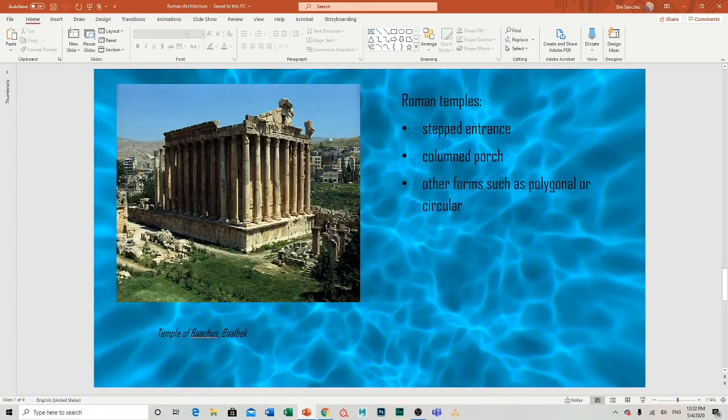Now, Roman temples. Roman temples usually had a stepped entrance and column porch that were placed on a raised platform. They were usually rectangular in form, but could sometimes take the form of polygonal or circular.